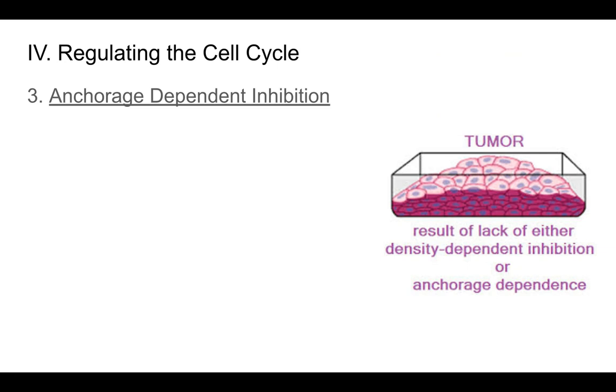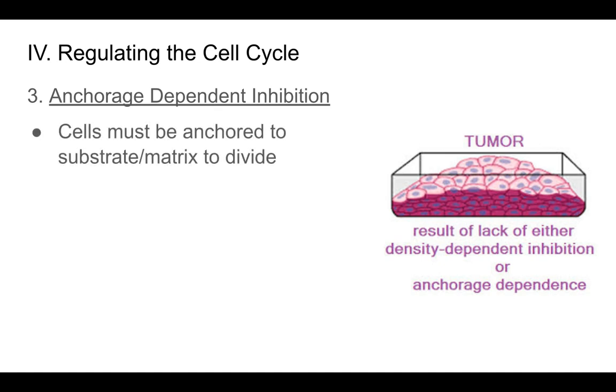And the last is very similar to density-dependent. This is called anchorage-dependent inhibition. This is the idea that cells have to be anchored to a matrix. They have to have access to resources and nutrients for them to divide. And so if they ever start to kind of stack up and they cannot access their matrix, they will turn off their cell cycle. So if they cannot anchor to a nutrient source, then they stop dividing.